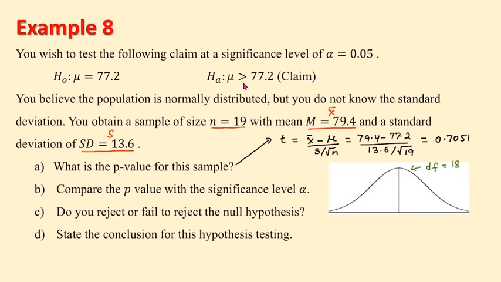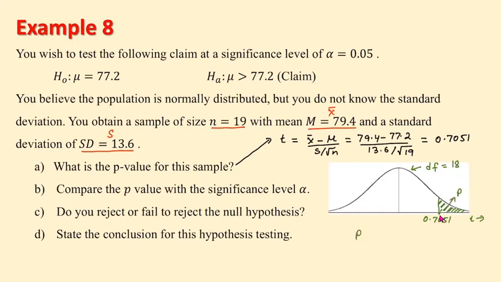Because we have a greater than in the alternative hypothesis, the rejection region is on the right tail. So we can draw the rejection region on the right tail. And this value is 0.7051. This T value goes along the x-axis. So now you can easily find the P value.